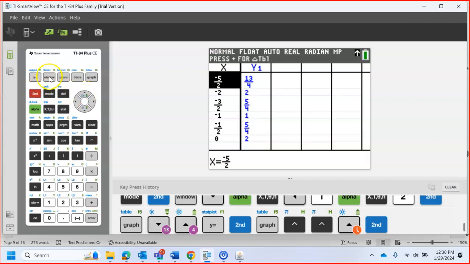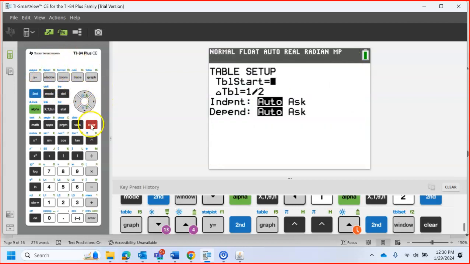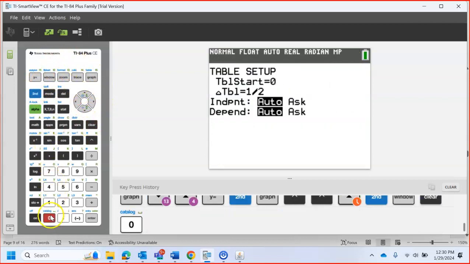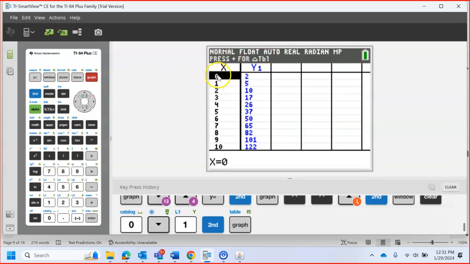Sorry, this is from the previous shoot. If you have something different like me, start from 0 and the delta should be 1, moving every 1, and then second table. So start from 0, next one is 1, 2, 3, 4, 5. So you copy that value: 2, 5, 10, 17, 26, 37 into the table. Pretty much common sense.